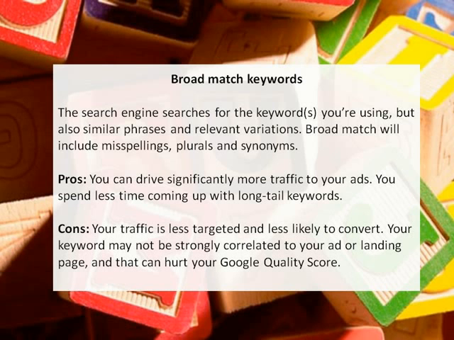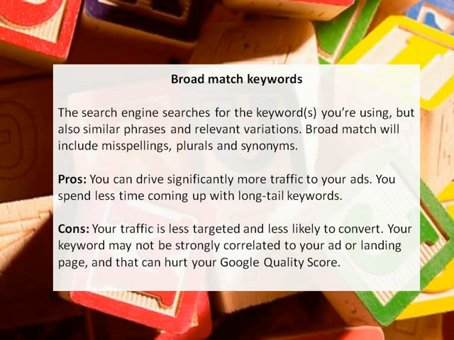with the particular keywords. So with broad match keywords, the search engine searches for the keywords that you're using, but also similar phrases and relevant variations. Broad match will include misspellings, plurals, synonyms, and keyword permutations as well. Broad match also tends to coincide with the same philosophy as the head tail keywords: these are your more generalized terms, longer phrases that allow permutations to drive a significantly larger amount of traffic to your ads and to your website. But you can also typically spend a lot less time coming up with those top of mind, shorter tail broad match keywords.